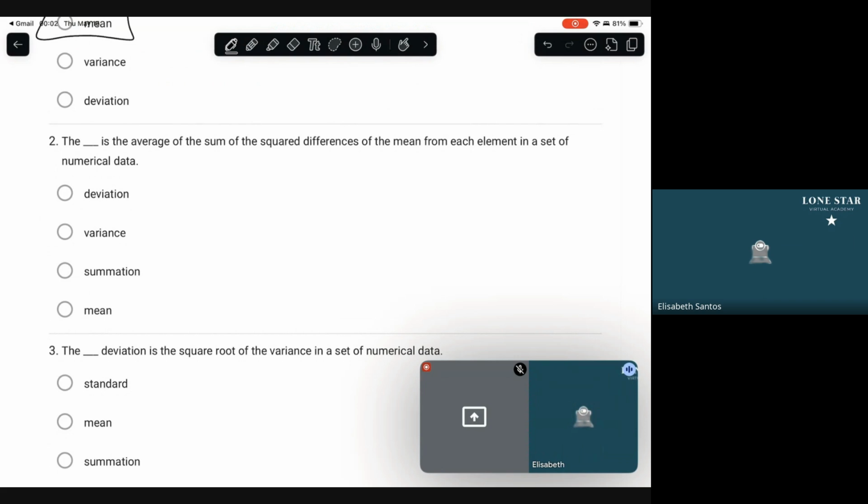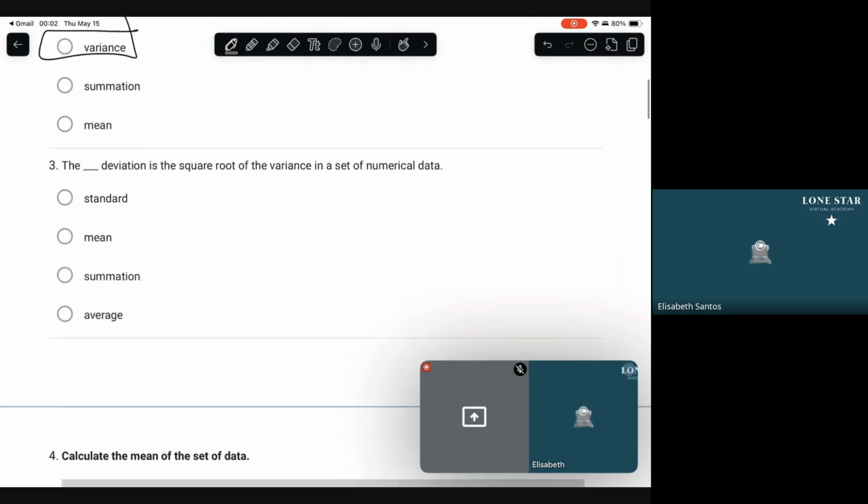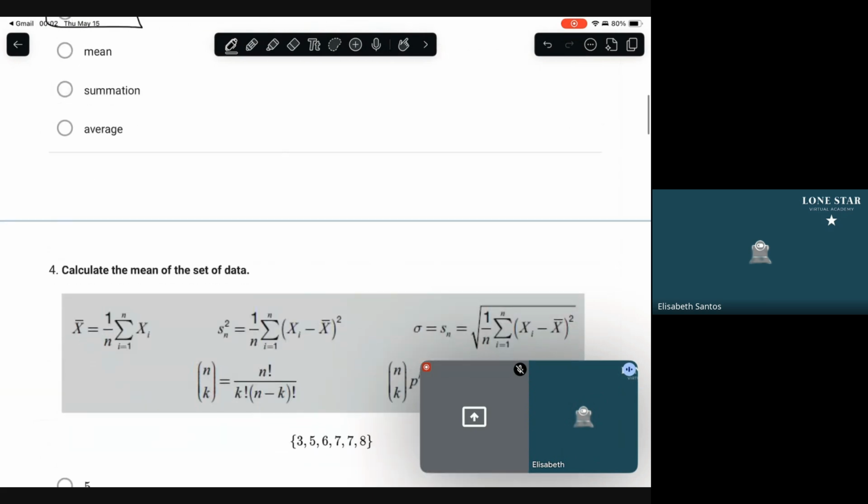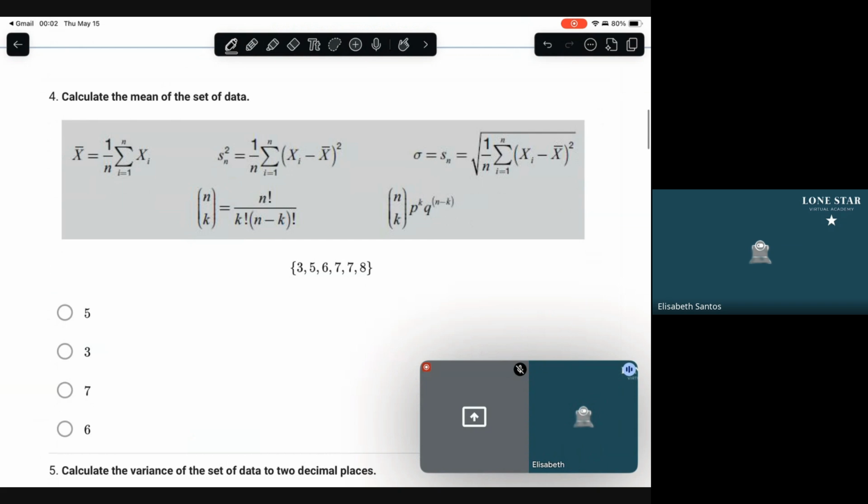The blank is the average of the squared differences of the mean from each element in the set of numerical data. That is the variance. And then number 3, the blank deviation is the square root of the variance in a set of numerical data, and that is the standard deviation. And then let's go ahead and see these definitions in action, starting with mean.